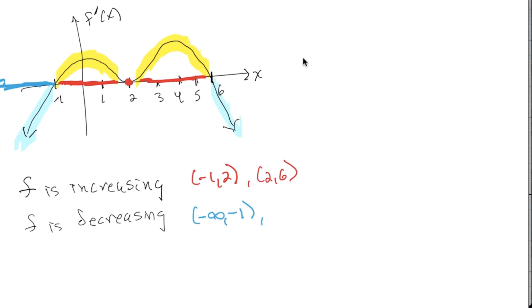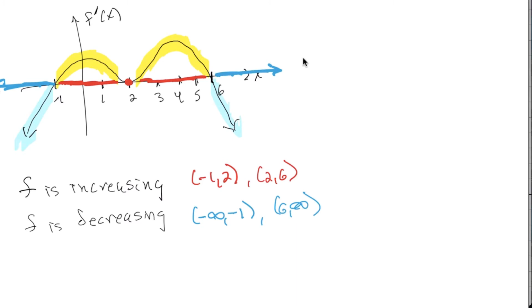So because the derivative has negative y's, then for any x greater than 6, the function will be decreasing because the derivative is negative. So just from the shape of the derivative, we're able to deduce information about the function itself.